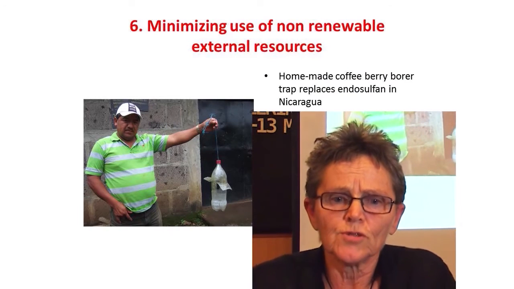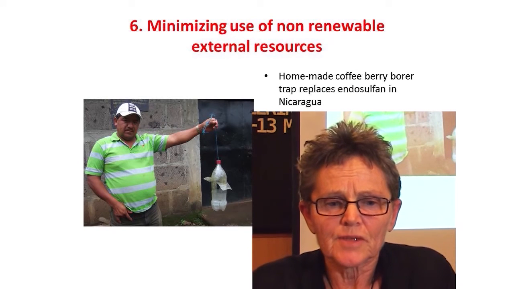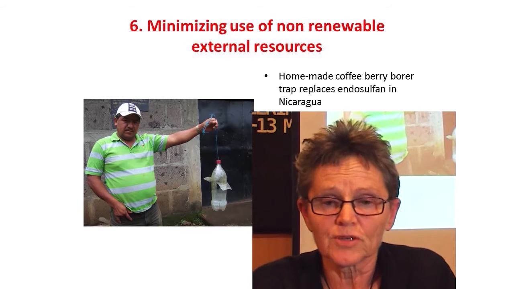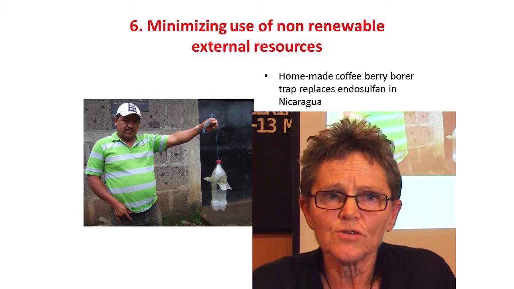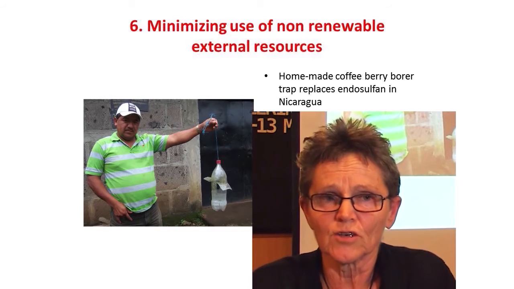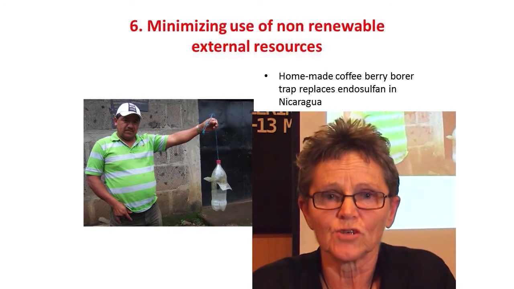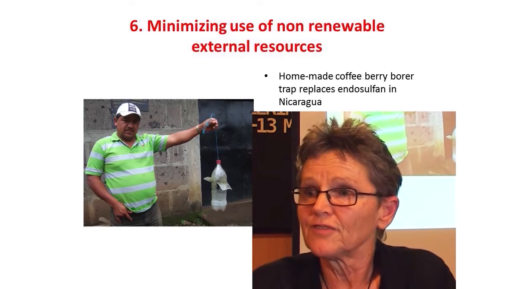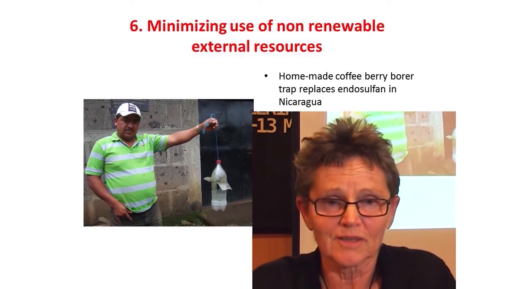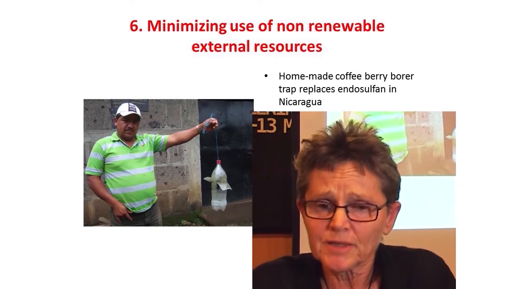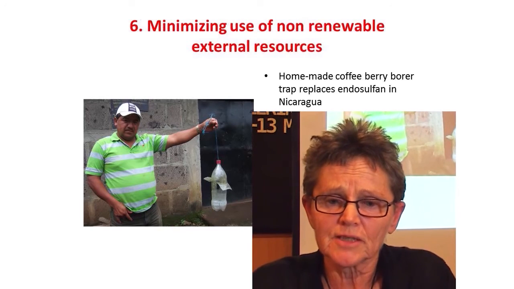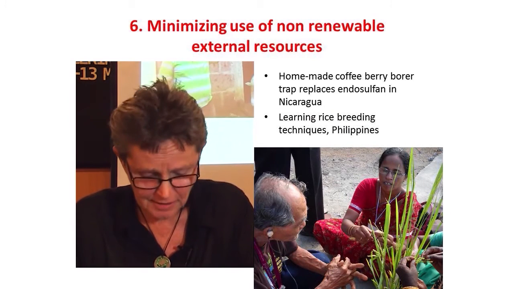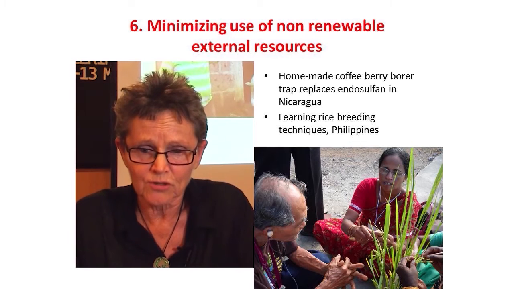Minimising use of non-renewable external resources. There's a man here holding a homemade coffee berry borer trap made from a soft drink bottle. This has been used successfully to replace the now globally banned organochlorine insecticide endosulfan, and it's been proved to be very effective. It costs very little, if anything at all. I suppose once someone's drunk the soft drink, the bottle's free. And it's been incredibly effective. And on the right-hand side, we see learning rice breeding techniques in the Philippines. And this again comes back to, as I mentioned before, using local varieties.